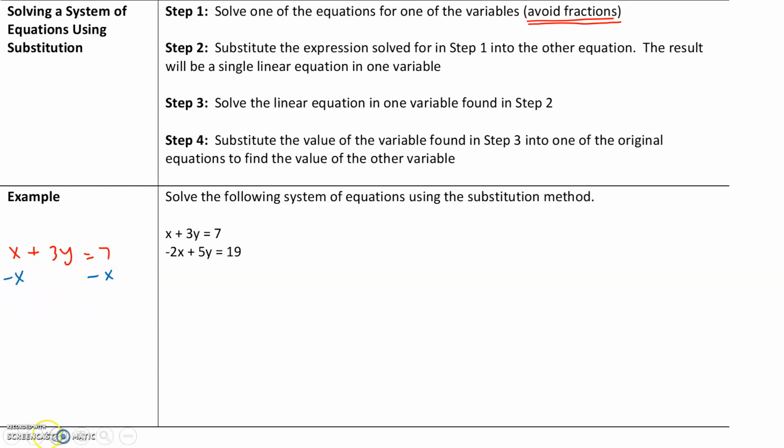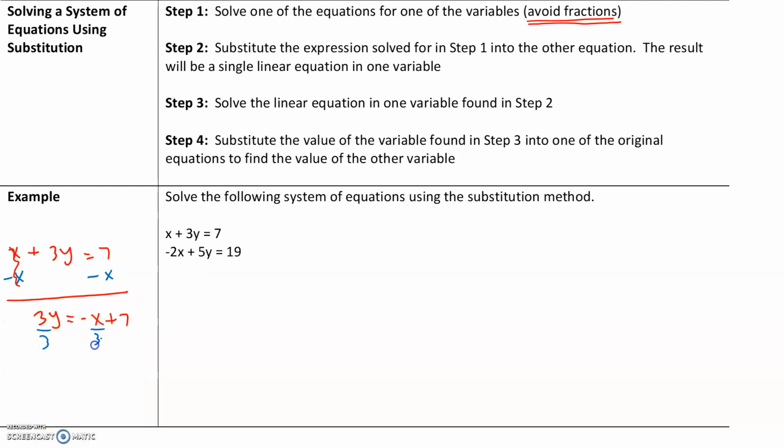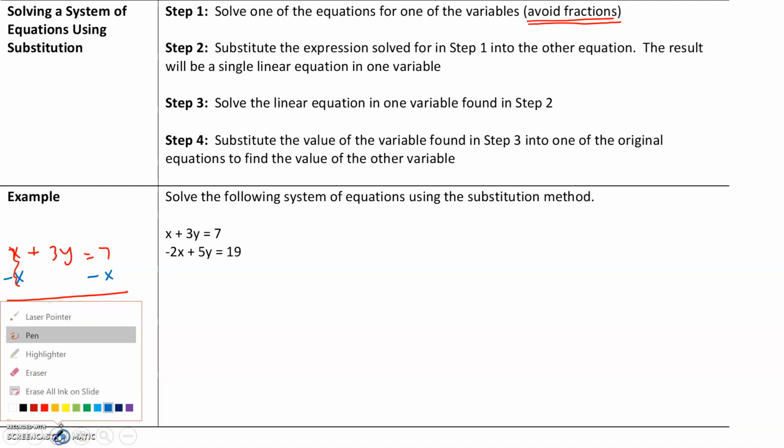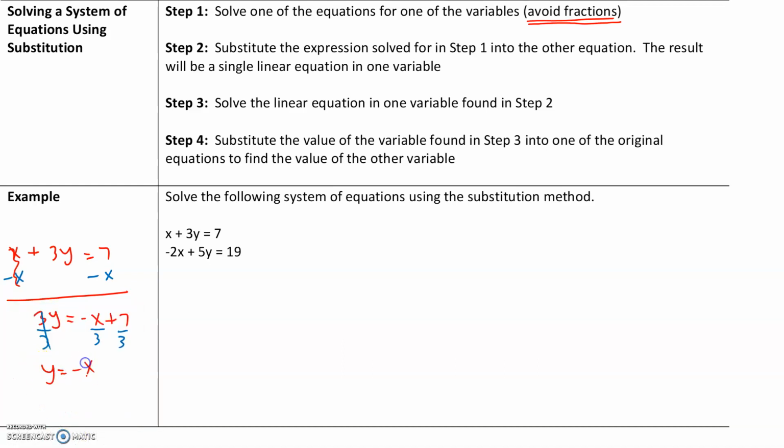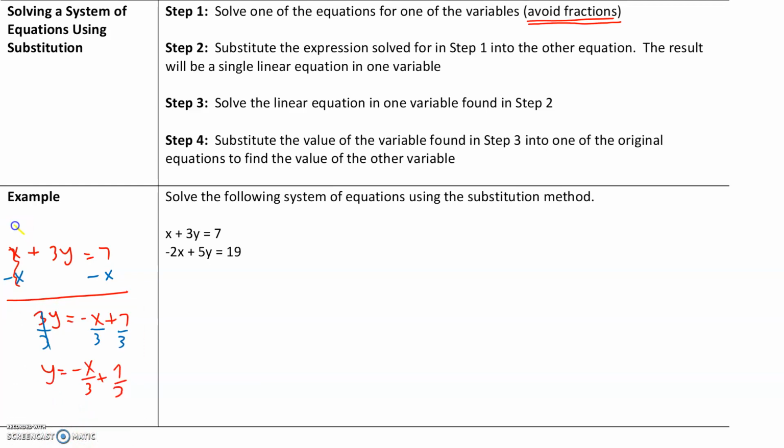So that means I subtract x from each side. And then this gives me 3y equals -x plus 7. Then since the y is being multiplied by 3, I divide everything by 3. And I end up with this. I end up with y equals -x over 3 plus 7/3. When I have fractions in step 1 of a substitution problem, that tells me I did not solve for the right variable. So if I see this kind of a case, that is incorrect.